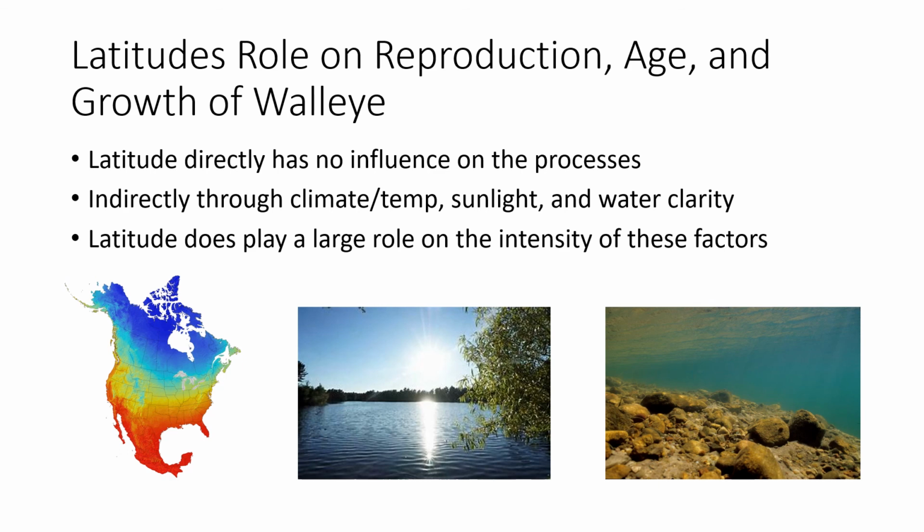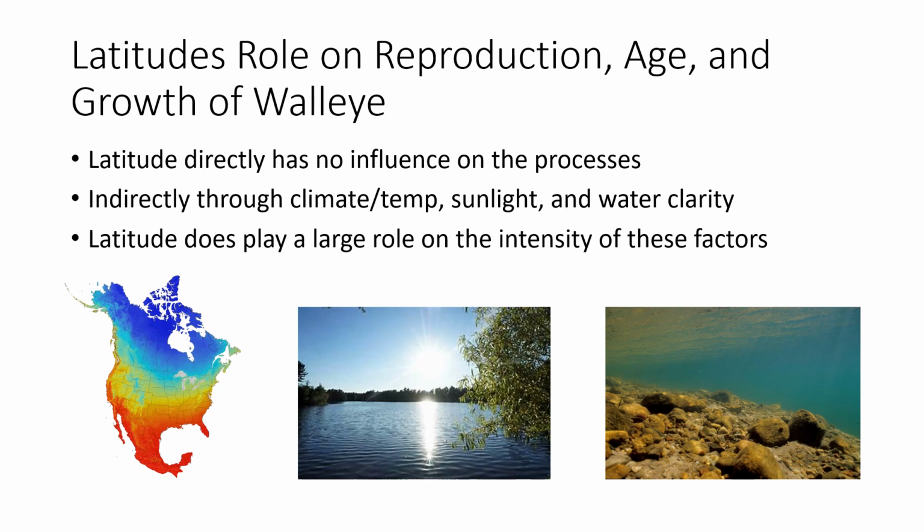Water temp plays a large role in reproduction in terms of spawning time and egg development time. Northern latitudes have later spawning dates and longer egg development times compared to southern latitudes. Growth is also largely dependent on temperature, and southern latitudes tend to have higher growth rates. Longevity is related to climate as well, and northern latitude walleye tend to live longer than southern latitude walleyes.